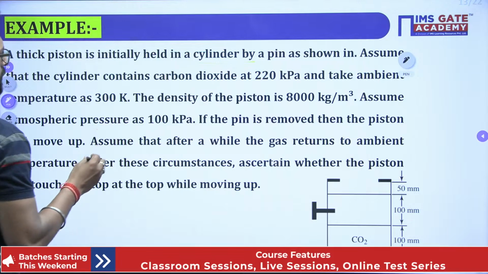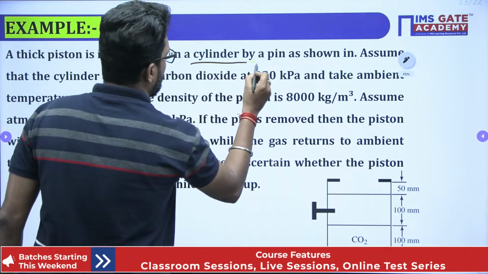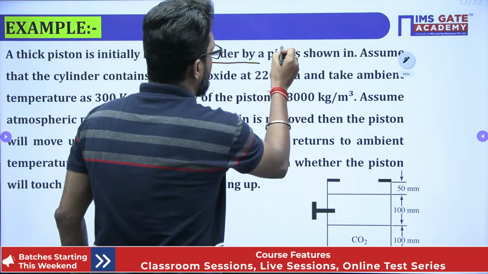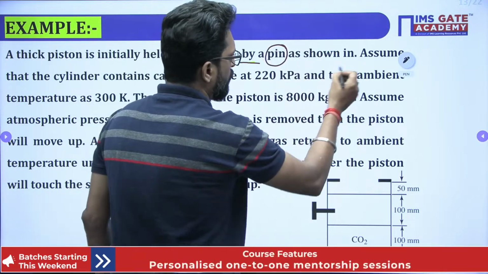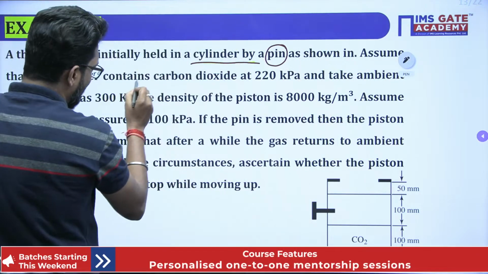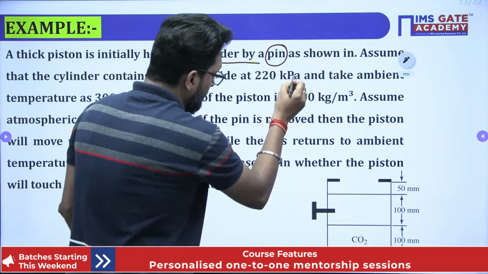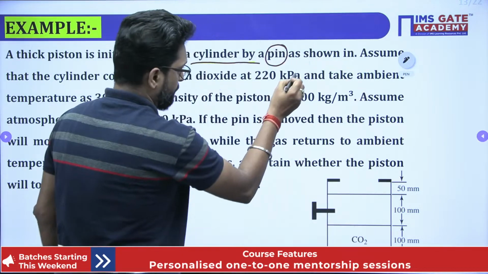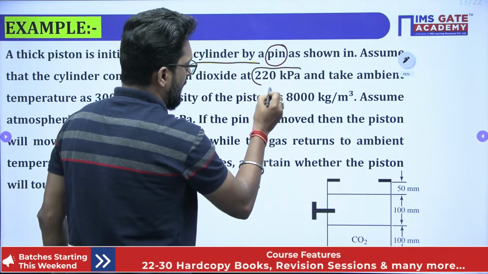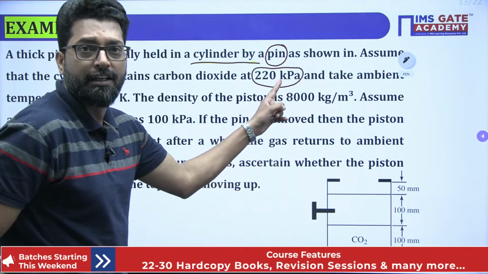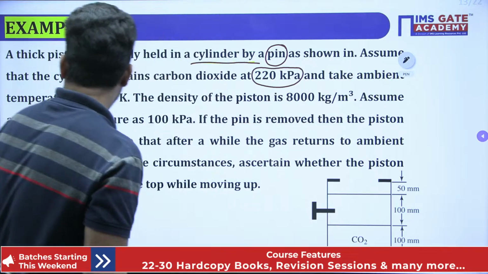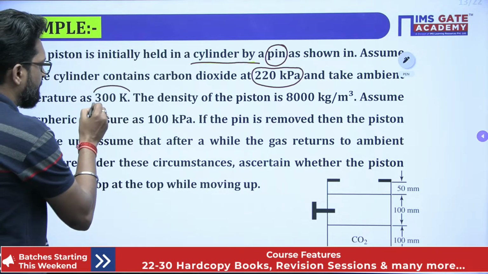Okay, so this is a cylinder, and there is a pin. The pin is a mechanical member shown. Assume that the cylinder contains carbon dioxide. The fluid in the cylinder is carbon dioxide, at a pressure of 220. Take the ambient temperature, that means the surrounding temperature, as 300 Kelvin.